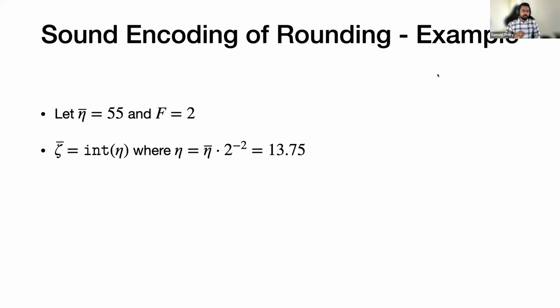So when we multiply eta bar by 2 to the negative 2, we get 13.75. Now we want to round this number down and assign it to zeta bar. So as we can see, the value of zeta bar is going to be 13.